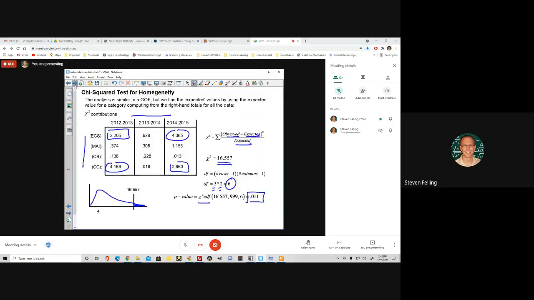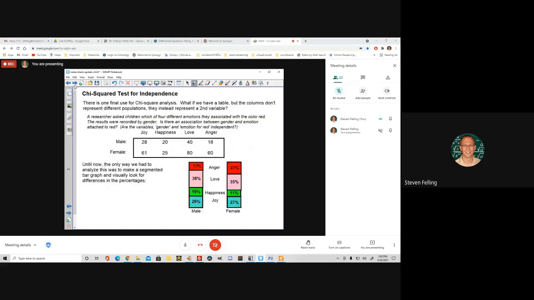Okay, the last test that we can do is very much like the test for homogeneity. They're almost identical. This one's called the Chi-Squared Test for Independence. This one also uses a table. It also has a 2-dimensional situation here. We have counts of 2 things, right? But there's a subtle difference here.